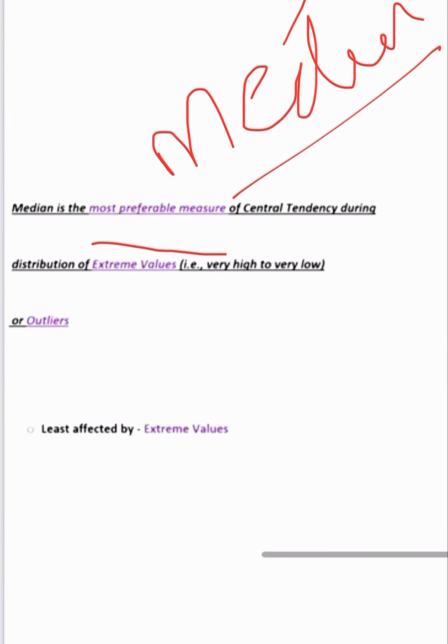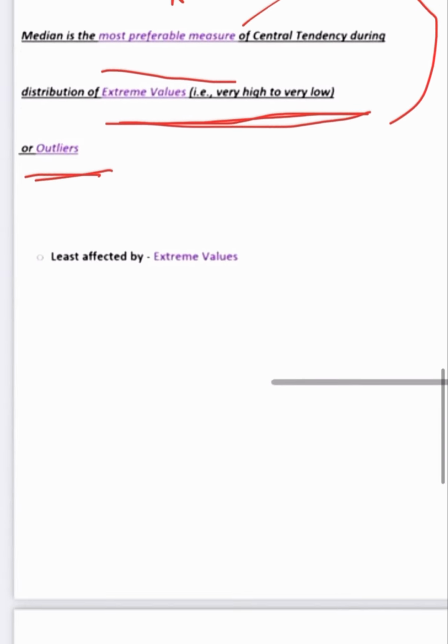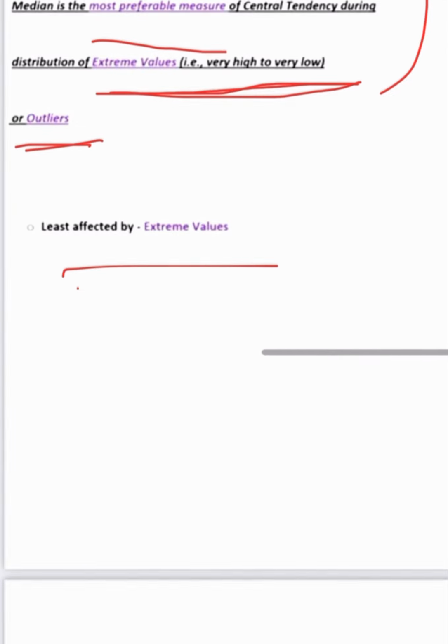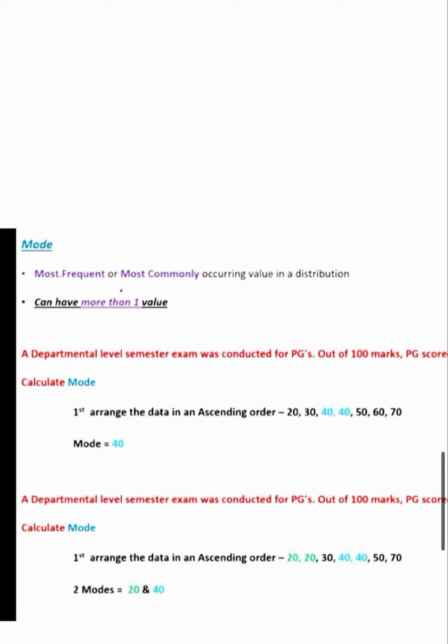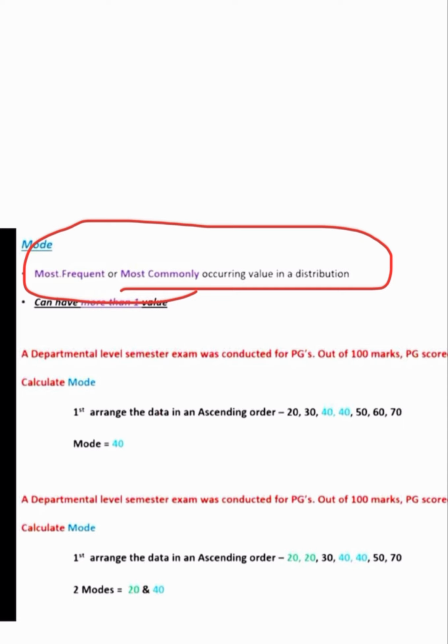It is not affected by extreme values, but mean is affected by extreme values or outliers. Hence median is the most preferable value and least affected by extreme values. Then what is mode? Mode is nothing but the most commonly occurring value in a distribution, or the most frequent value, and mode can have more than one value.